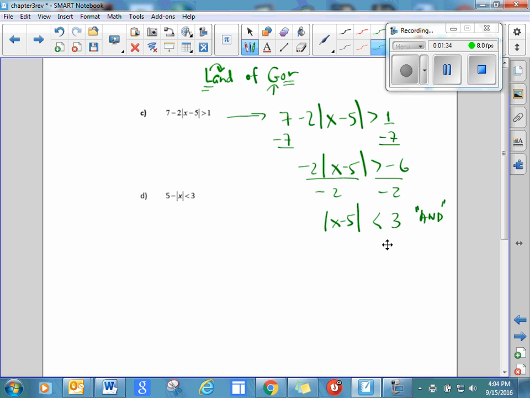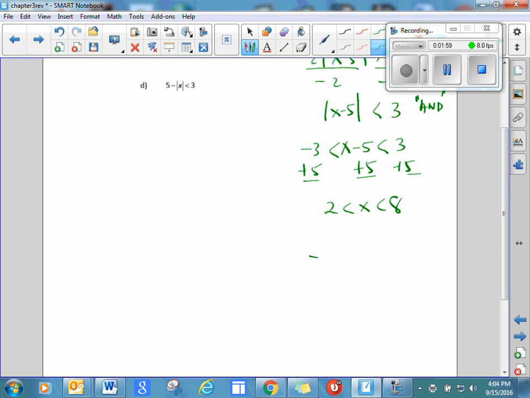So if this is an and, it becomes a compound, and we can write it as one compound inequality, and we can write it x minus 5 is less than the positive value and greater than the negative value. Add 5 to all three terms, and we end up with 2 is less than x is less than 8. And of course we can graph that easily. Our target numbers are 2 and 8, and all of our points are in between those two. That is an and type graph.